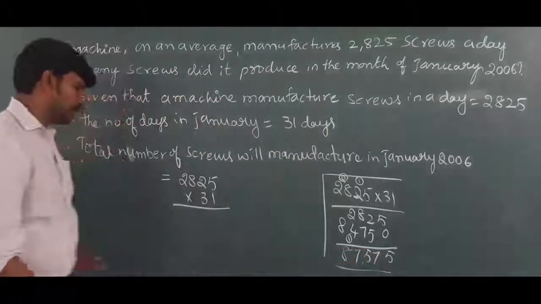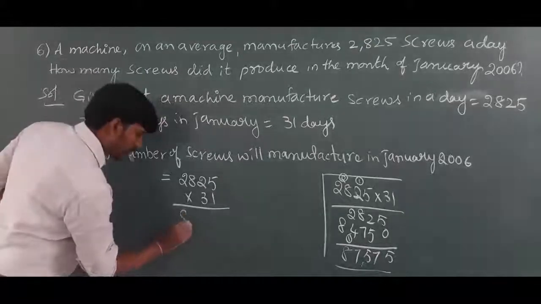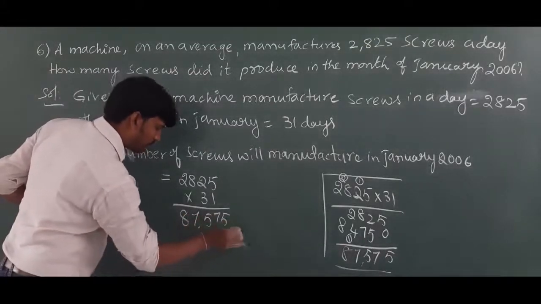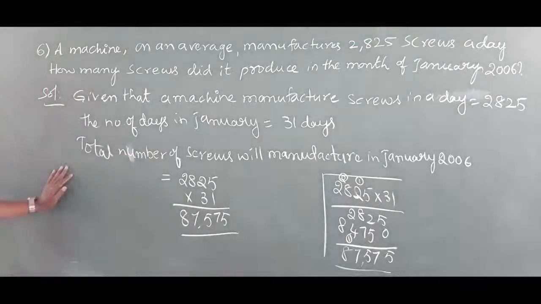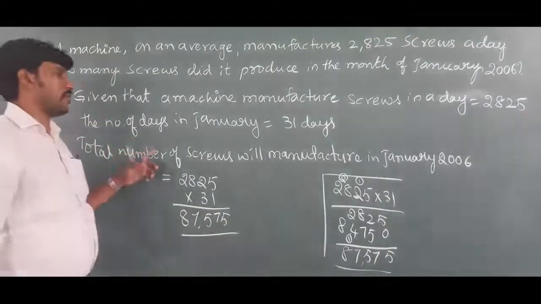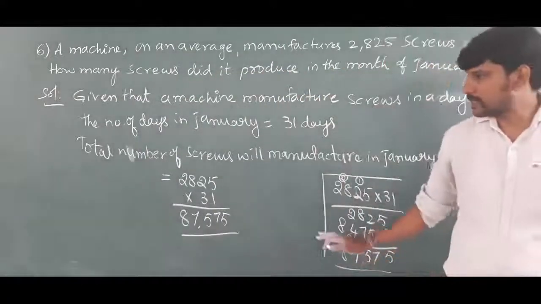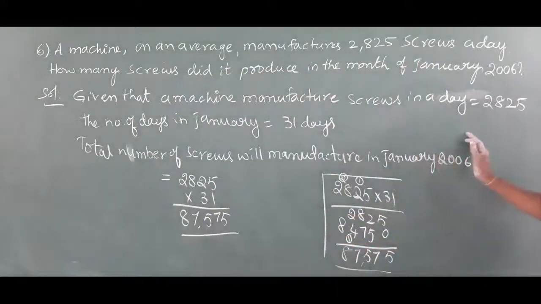So totally it will manufacture 87,575 screws in the month of January in the year 2006. Okay children, is it clear here? Just copy this.